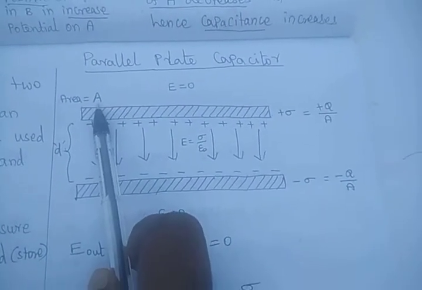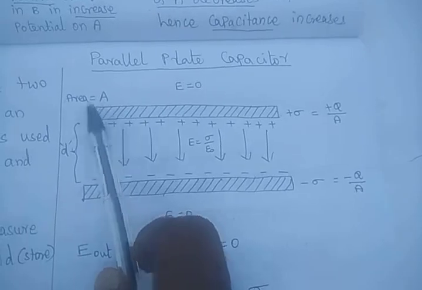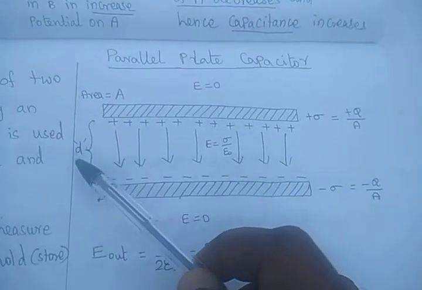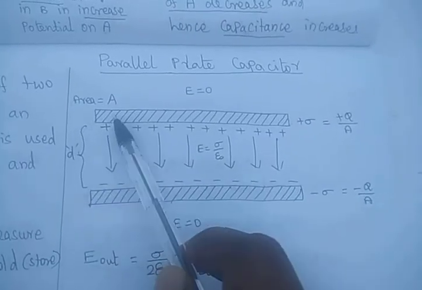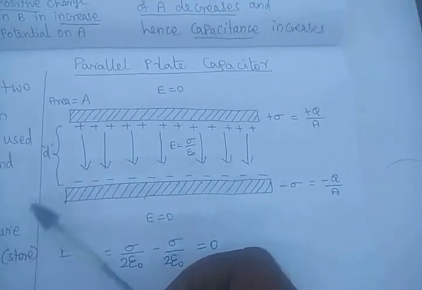Area is the area of the plate. The surface area of the plate is A. The separation between the two plates is D. So what is A? A is the surface area of the plate and D is the separation between the two plates.